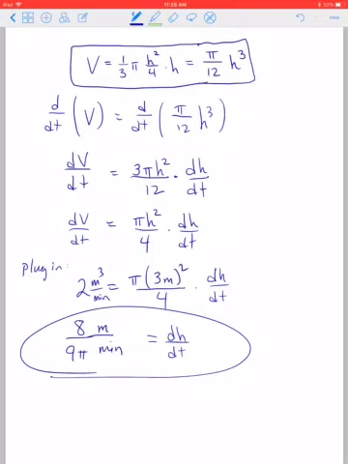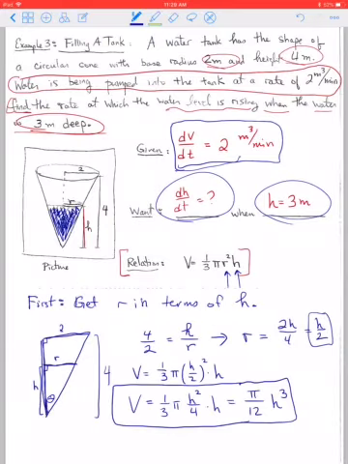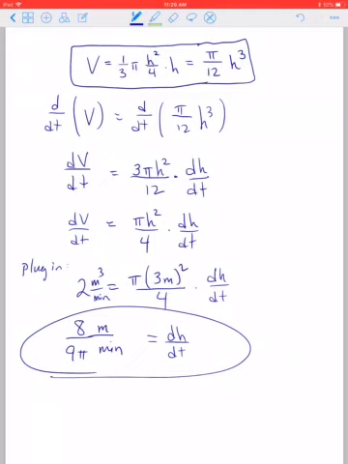So this is how we can solve related rates problems by setting up the problem. If we look back, we wrote down what was given, and we substituted that in to solve our problem.